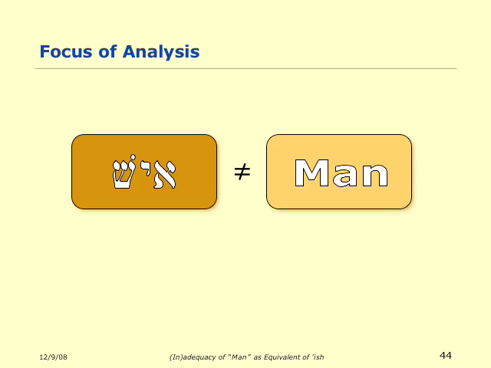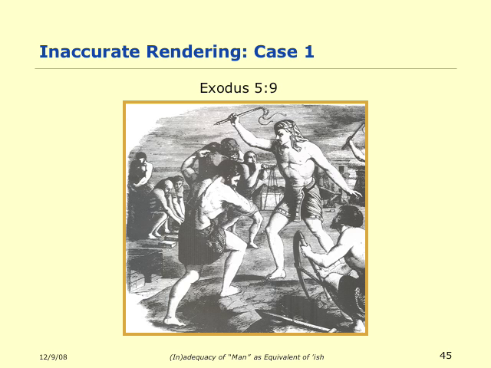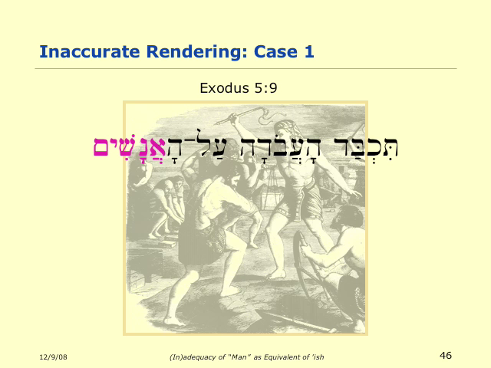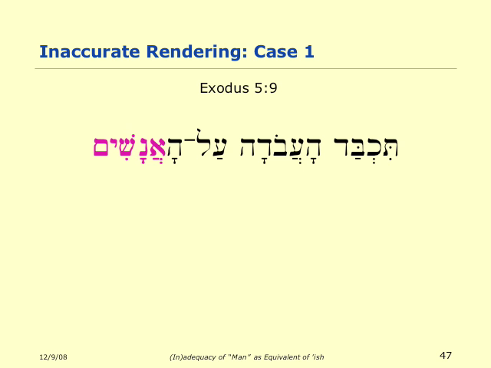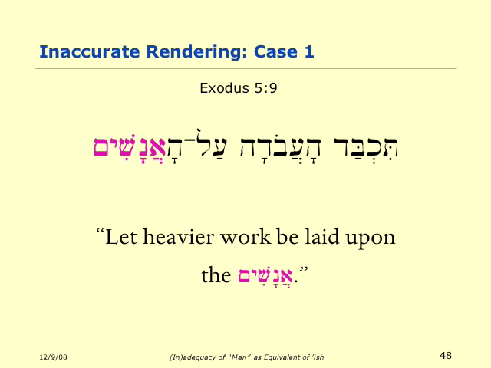In our first case, Pharaoh, who has enslaved the Israelites, is addressing his taskmasters and invoking the functional plural of ish, anashim. Tichbad havodah ala anashim. For the sake of quick orientation, here is the co-text in a typical rendering. "Let heavier work be laid upon the men."